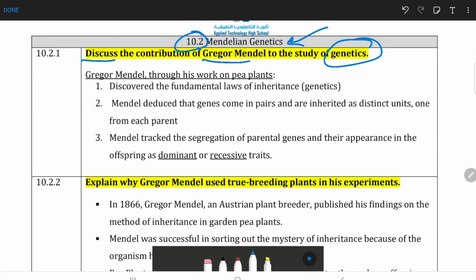So you can say that Gregor Mendel worked on the pea plants and he discovered the fundamental laws of inheritance. These are his contributions. Like, what did he do? So Mendel deduced that genes come in pairs. Mendel tracked the segregation of parental genes and whether it is dominant or recessive.